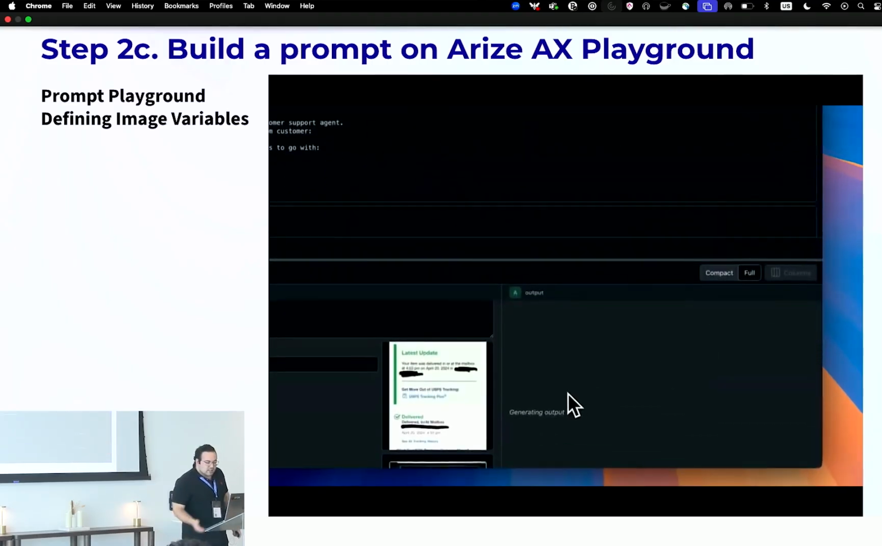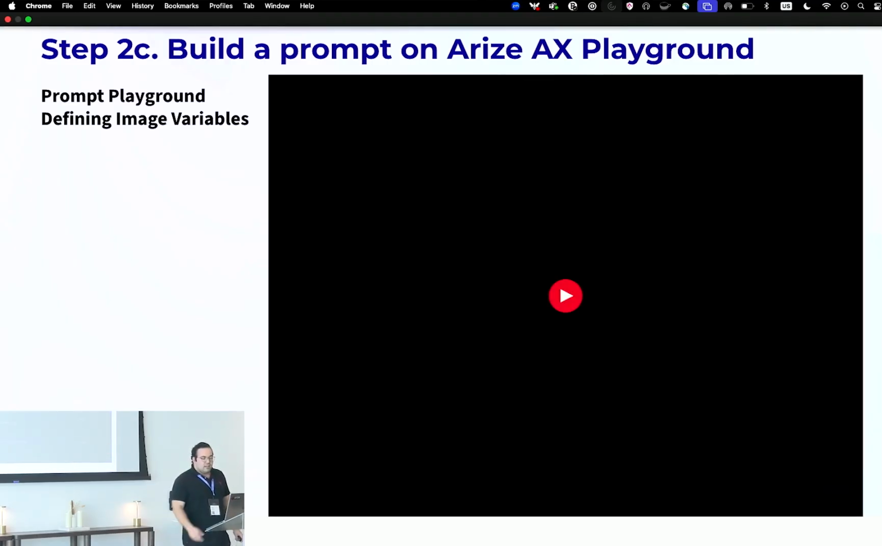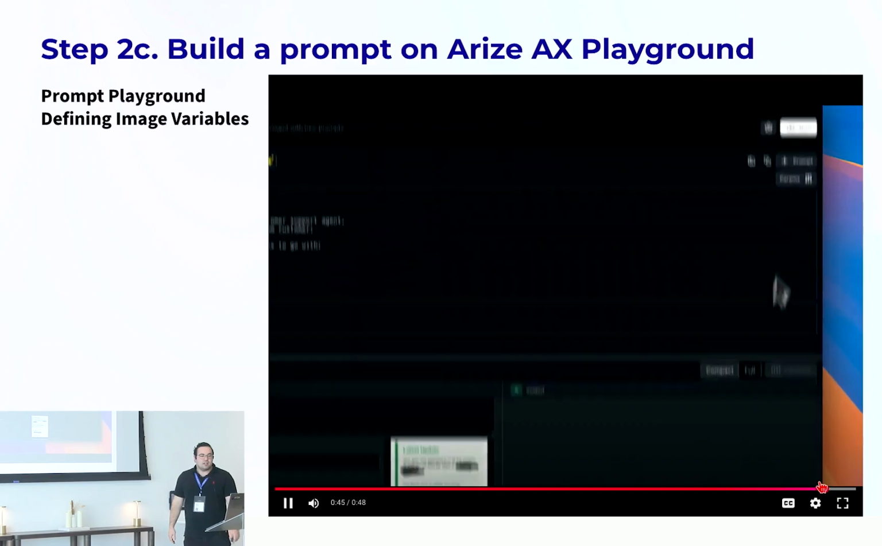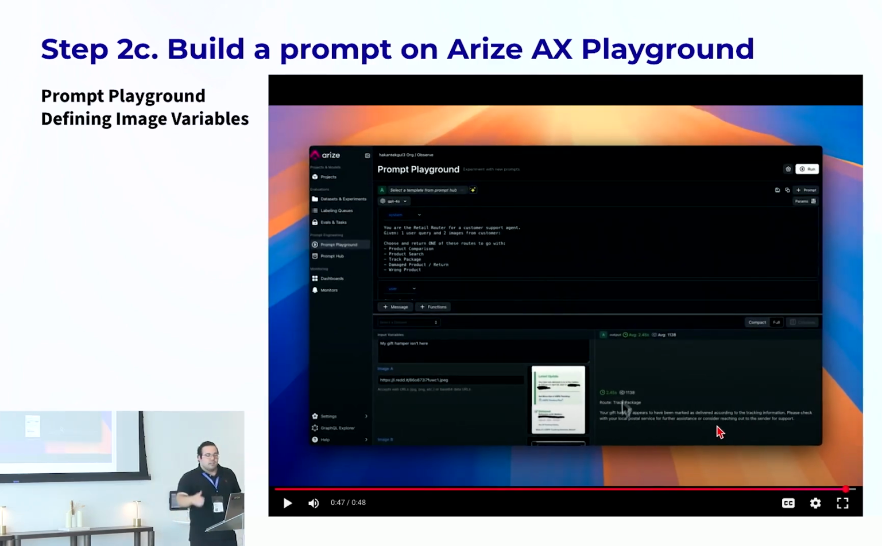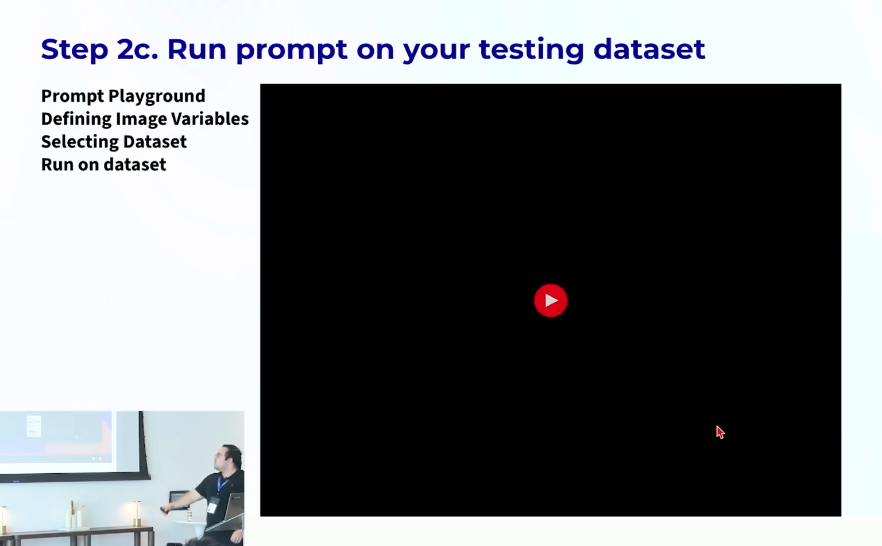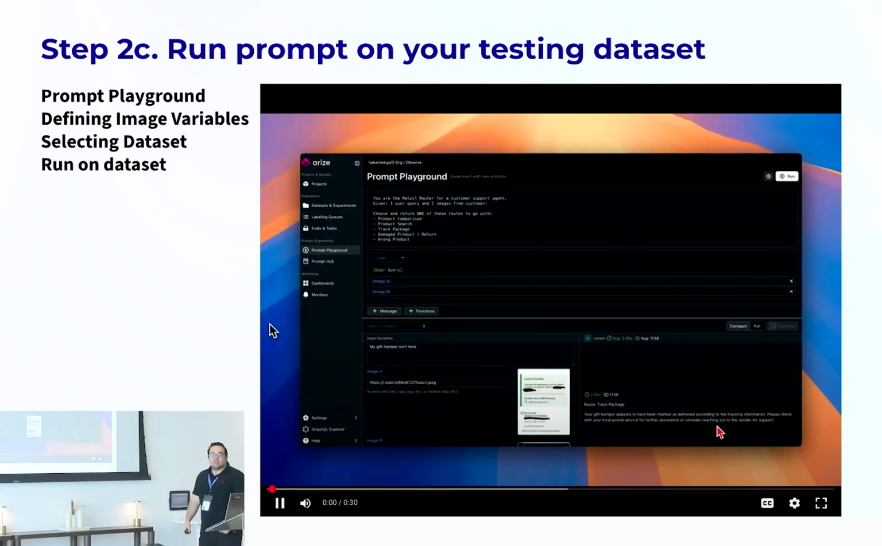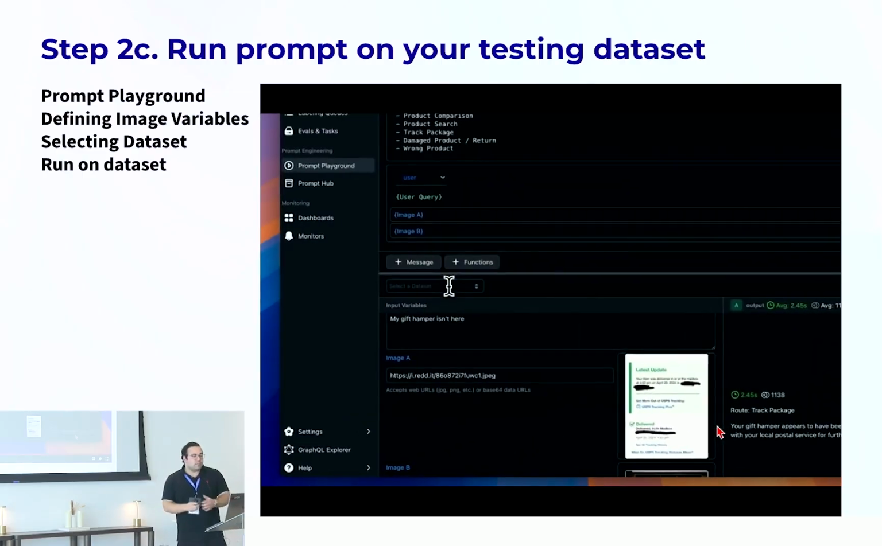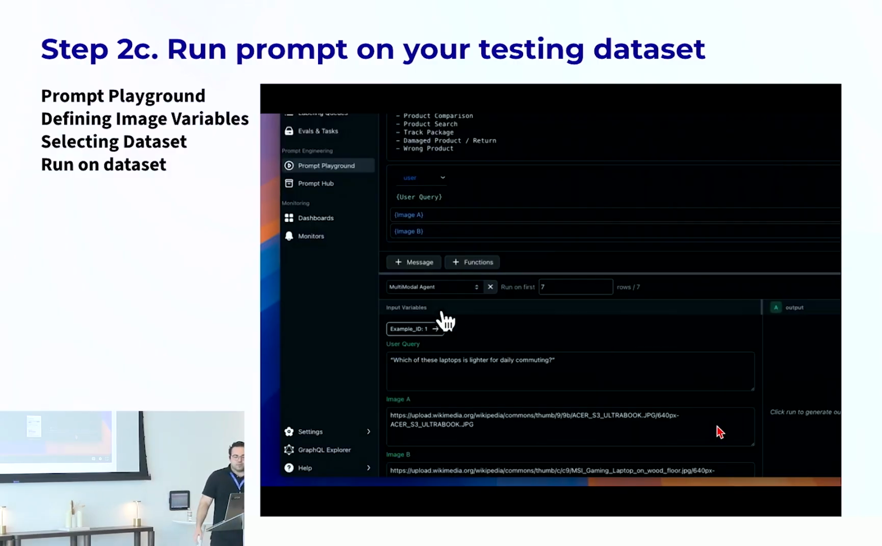In this case, it says my gift hamper isn't here, and then I give an image of some Amazon delivery, and then some mailbox, saying that the gift hamper isn't here, a very typical workflow. Then I run it on the playground and actually get a response. If you go into the last second here, you see that right here, the output gets generated. It says it needs to track the package, package tracking issues. So I literally just built a prompt in a few minutes, on one example.